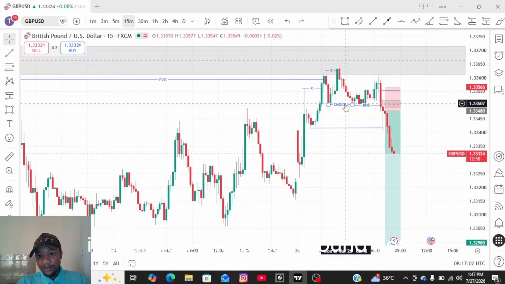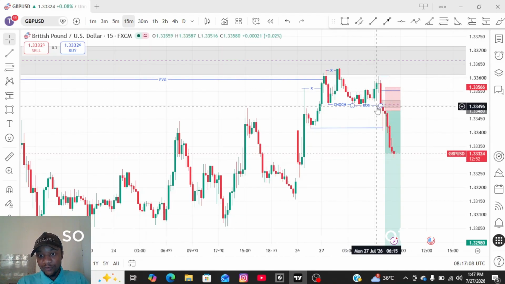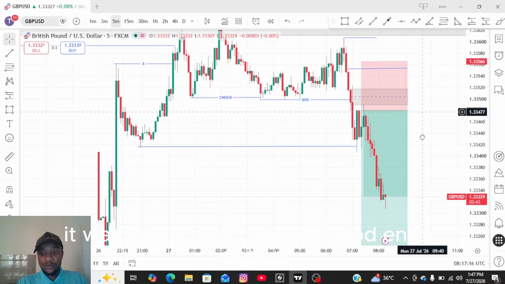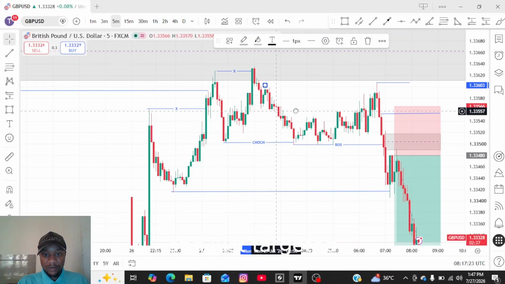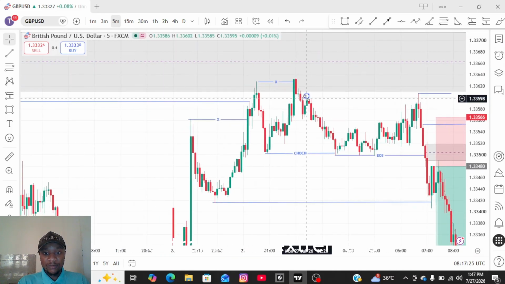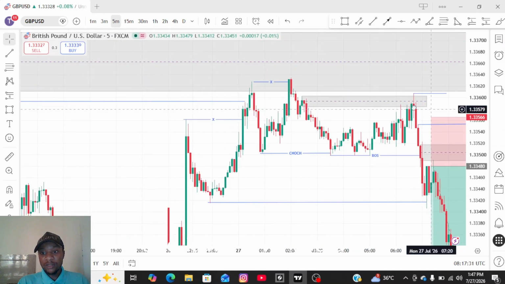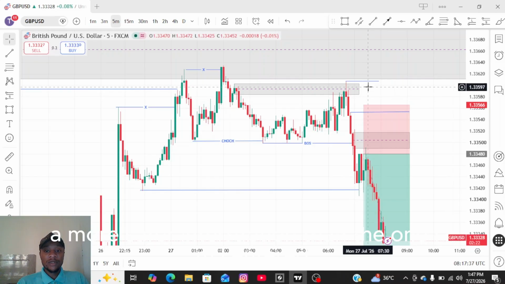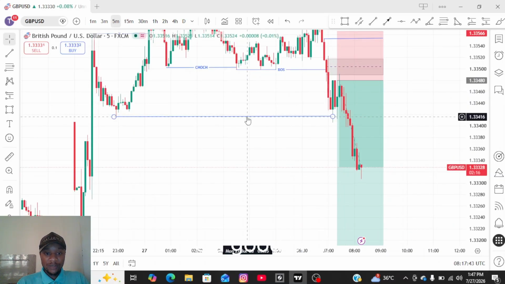It changed character around here, and then it dropped around here. So this break of structure was another added confluence, but anyone could have just entered around here. It was also a good trade, a good entry option around here, and just targeted the extreme low. It was also a good entry option, and it will give you a safer entry than the one I entered, but it's also still a good entry.